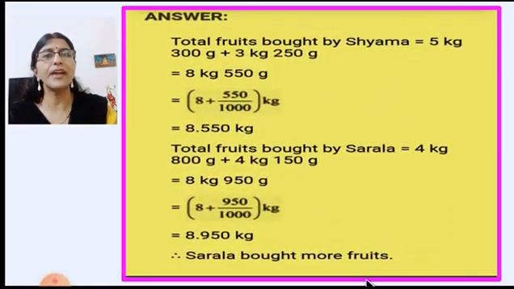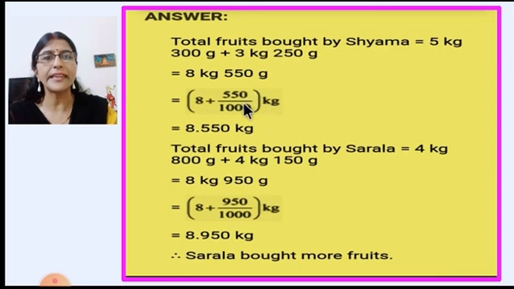Now this is the way you have to solve. First we'll write total fruits bought by Shama. That is 5 kg 300 gram plus 3 kg 250 grams. So this we are going to add now. 5 plus 3 is 8 kg and when you add 300 and 250 you will get 550 grams. Now you can see half part is in kg and half is in gram. So kg we will leave as it is and gram we have to convert into kg.